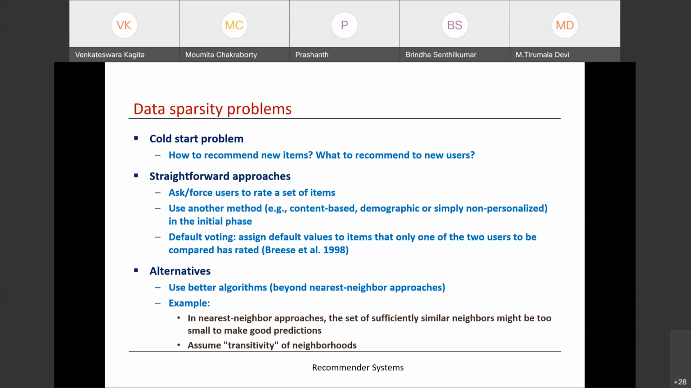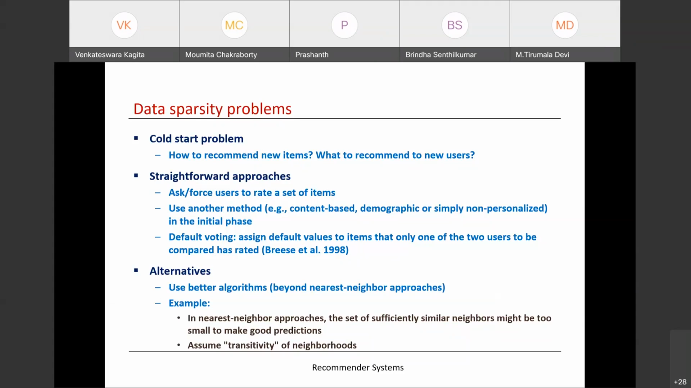A straightforward approach to solve the cold start problem is to force the user to rate a set of items. I have experienced this myself. When I was registering for Netflix, it forced me to rate some items. I do not remember the exact number, I think around 10 movies. So at the time of registration itself, it forces the user to rate a set of items. This is one way.